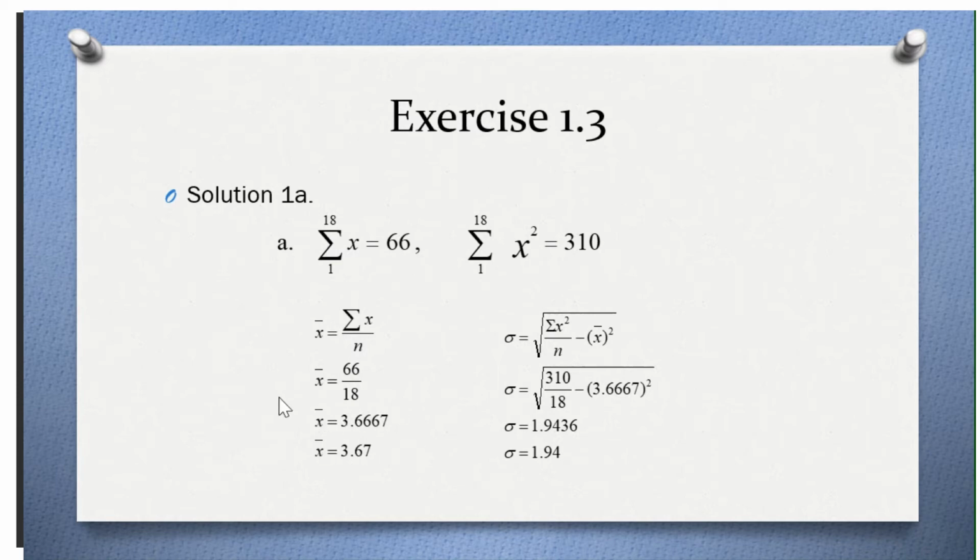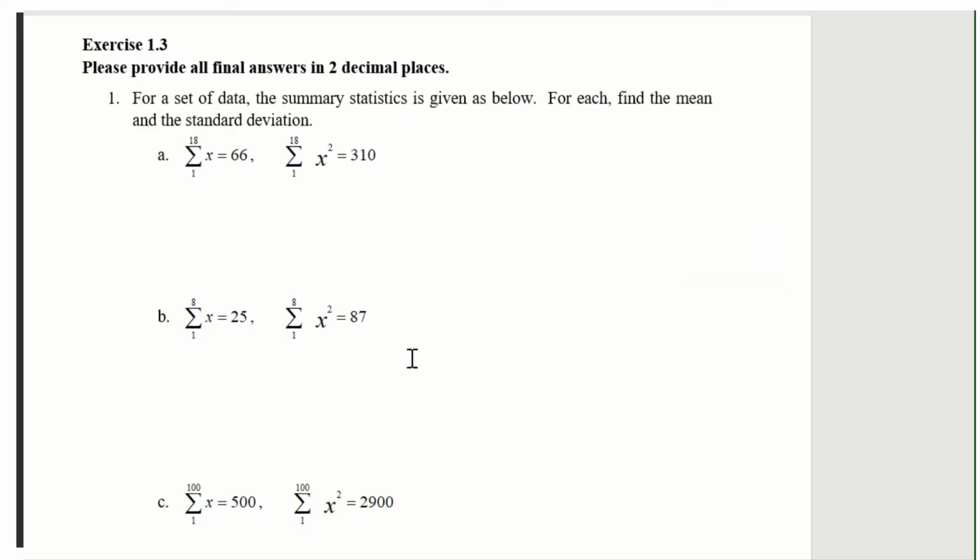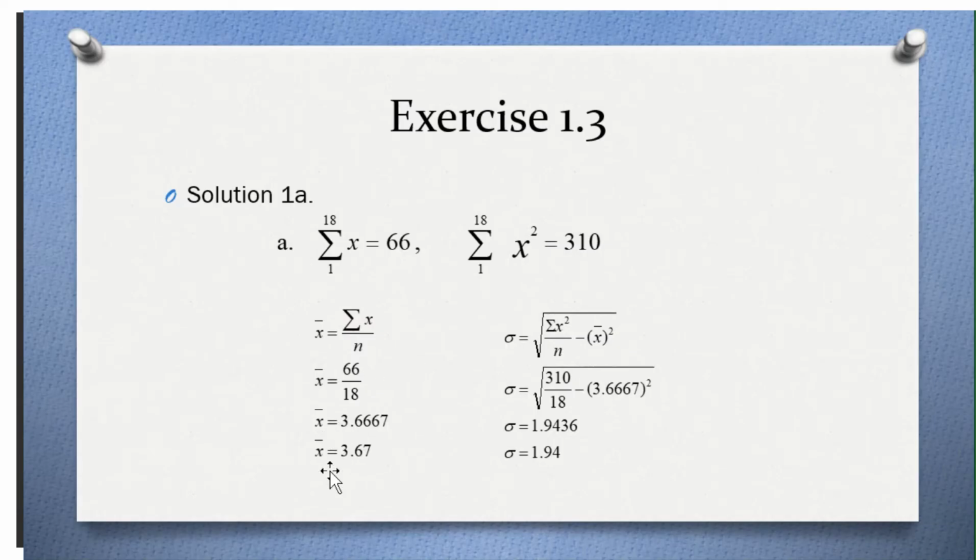Why do I leave my mean in 4dp first? Because later, when you calculate standard deviation, you must transfer in 4dp. Although the question said answer in 2 decimal place, always leave it in 4, then you change. Because when you want to find standard deviation, you must transfer all your values in 4 decimal places. Is that clear?